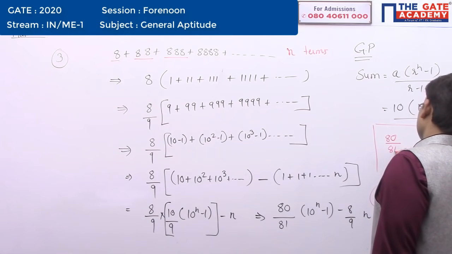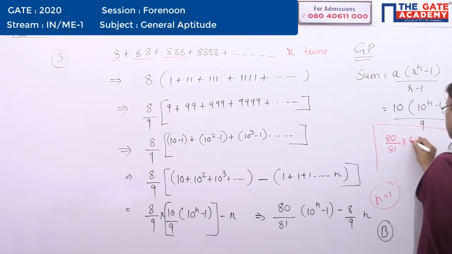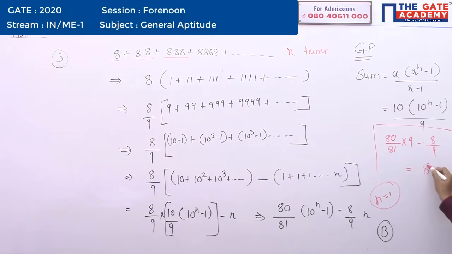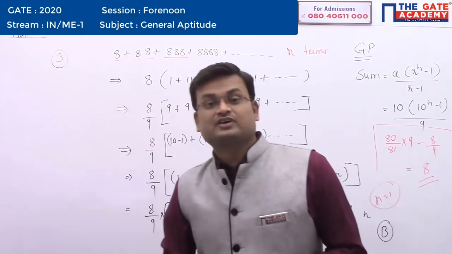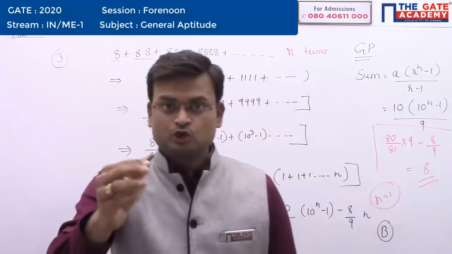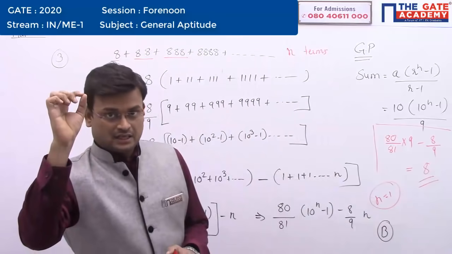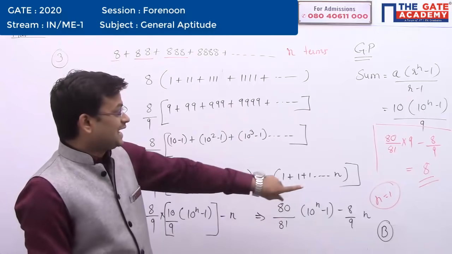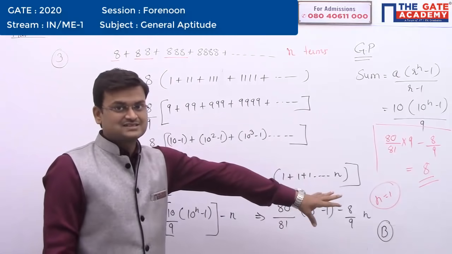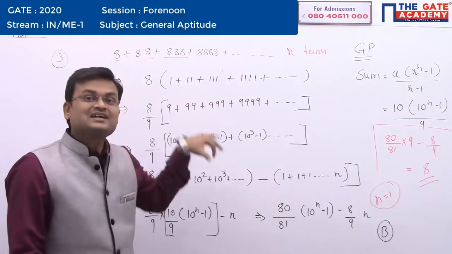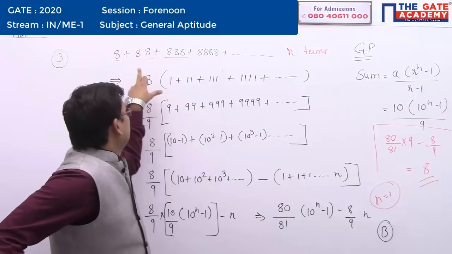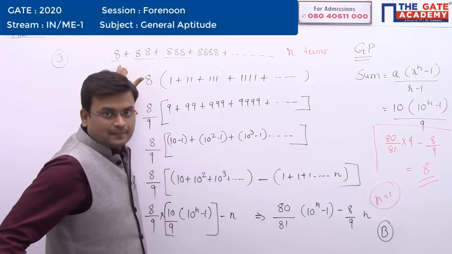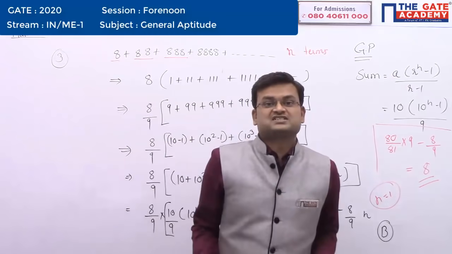80 upon 81 into 9 minus 8 by 9. When you solve this, you will get the answer as 8. That means you are getting the first term. So what is the shortcut? The shortcut is, if you put n is equal to 1 in all the options, and the answer is coming as 8, you can confidently tick that option, because n is equal to 1 here. This is the first term, na? So the sum up to the first term will be 8.